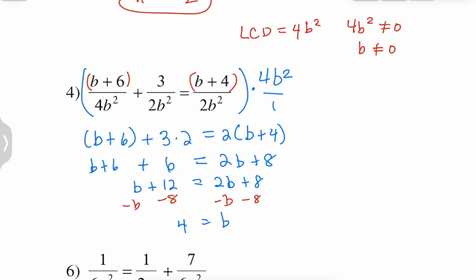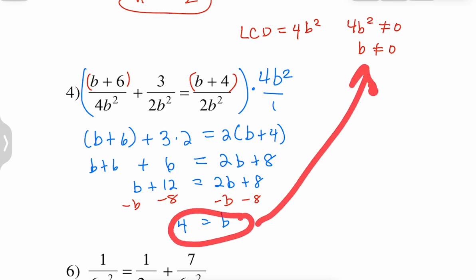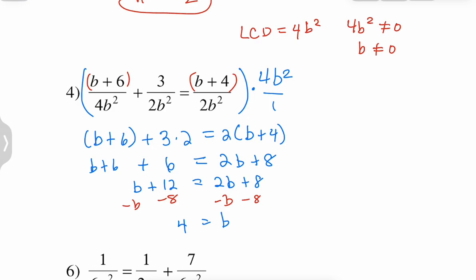Now, if we compare that with our extraneous value, our excluded value of 0, we don't have to worry. 4 is not equal to 0, so that one works. Now you could check it. You could put 4 back into the original equation. You should get a true statement if you plug in 4. So that is number 4.